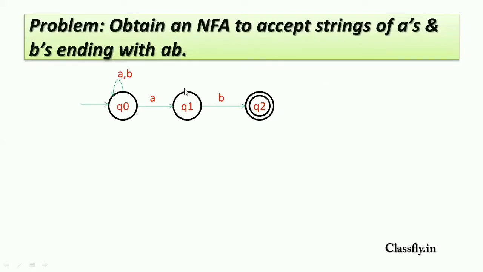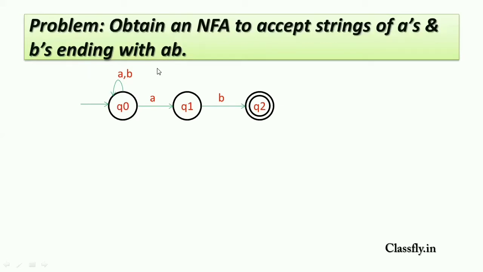Now let us see if this transition diagram satisfies the given condition. What does the condition say? Ending with AB. So if we read this transition diagram, AAB or BAB or ABAB, in all these strings, we get AB. The string is ending with AB. So this is how we construct a transition diagram which satisfies the condition.